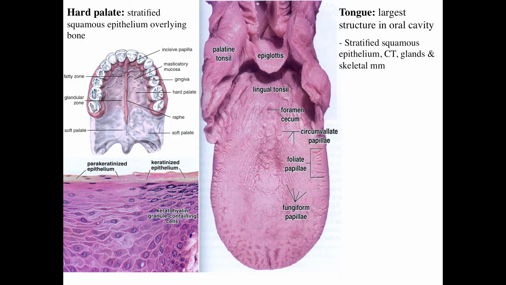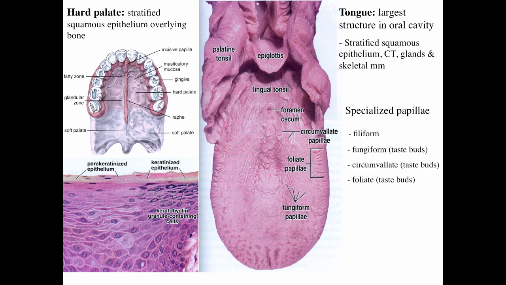On the left, we show the hard palate. It's a stratified squamous epithelium overlying bone. And on the right, it just shows a gross anatomical view of the tongue, which is the largest structure in the oral cavity. The tongue, of course, is covered by a stratified squamous epithelium over connective tissue with glands and skeletal muscle. The specialized papillae in the tongue, which we'll look at in just a minute or two, would be the filiform papillae, the fungiform papillae, which have taste buds associated with them, circumvallate papillae, which have associated taste buds, and the foliate papillae, which also have associated taste buds.